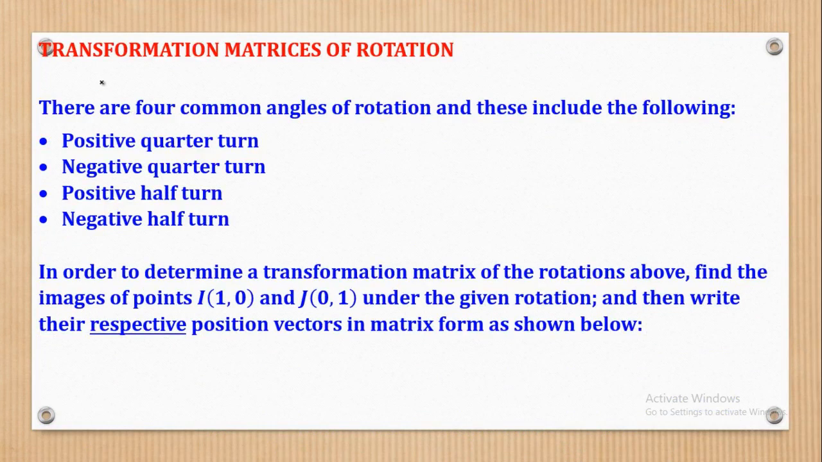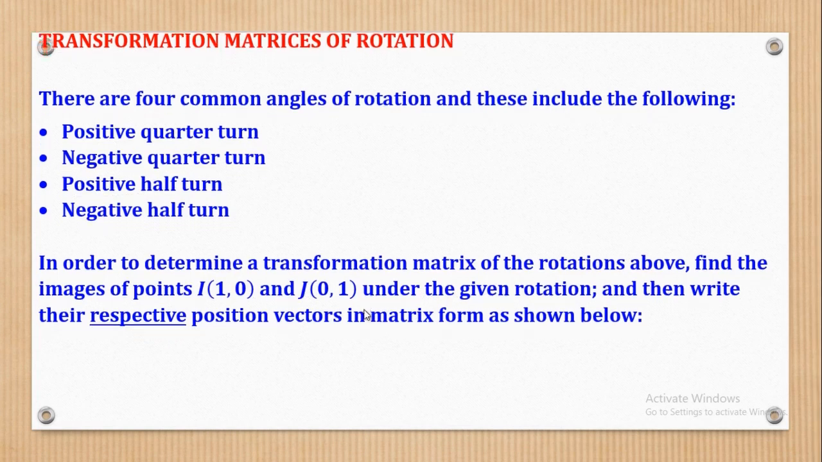So now if you have seen the graphical method for rotation, now we shall go to the method of using transformation matrices. So there are 4 common angles of rotation, as you have already seen, and these include positive quarter turn, negative quarter turn, positive half turn, and negative half turn. So in order to determine the transformation matrix, it is the same procedure as we did for reflection. We find images of points I and J under the given rotation, and then write their respective position vectors in matrix form. So let's see how that is done.